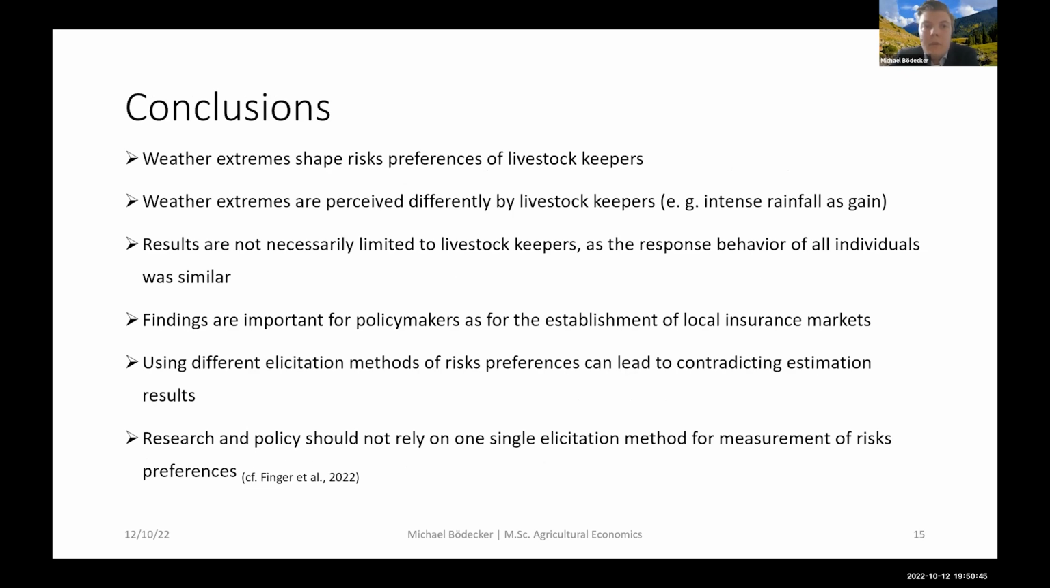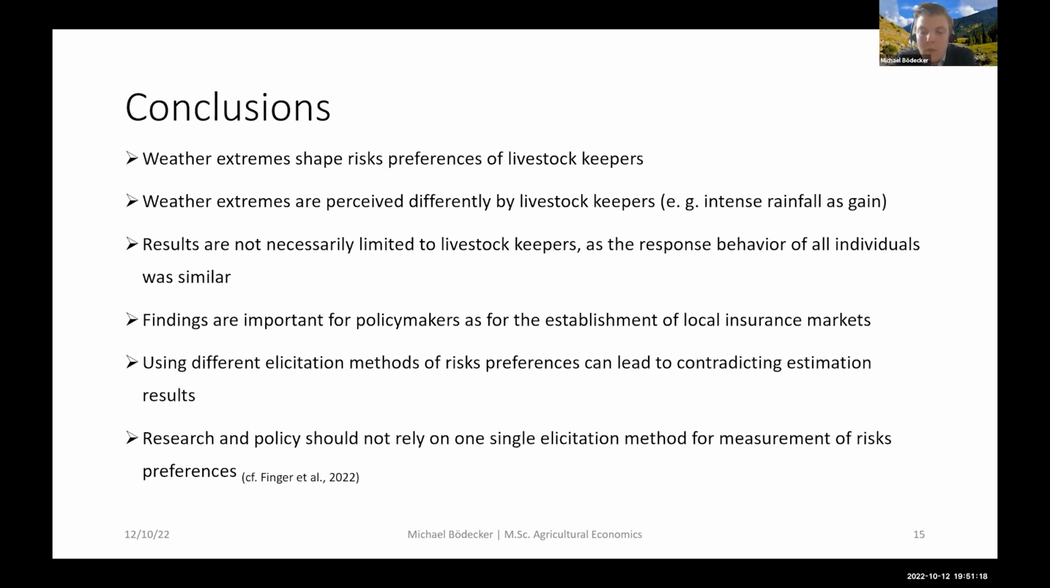And I found out that weather extremes shape the risk preferences of livestock keepers significantly, and that not all weather extremes are perceived as shocks by livestock keepers, for example intense rainfall. So my findings might not necessarily be limited to livestock keepers, as the response behavior of all individuals was similar. And the findings are important not only for policymakers, but also for the establishment of local insurance markets, and for the future as climate change trends will increase.